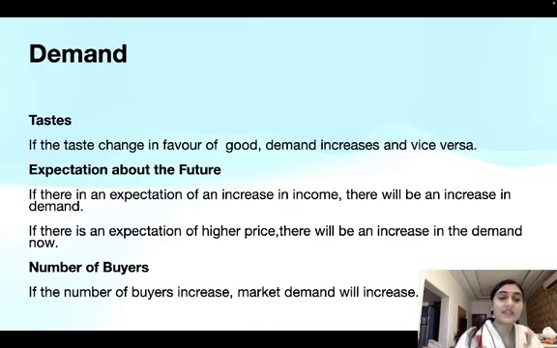The next reason for a shift in demand could be the number of buyers. If the number of buyers increases, this again comes down to taste. If people are demanding more of this good and the number of buyers increases, market demand will increase. And if the number of buyers decreases, the market demand will decrease. Increase means a rightward shift, decrease means a leftward shift in the demand curve.